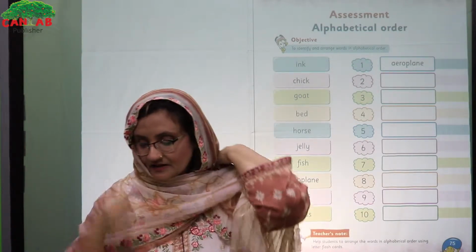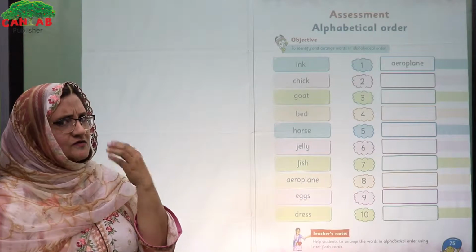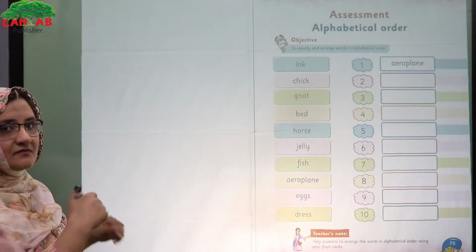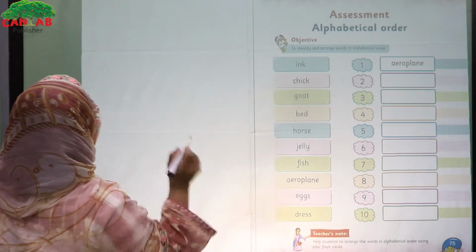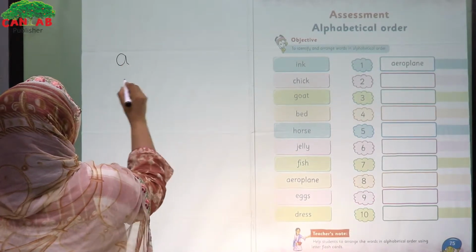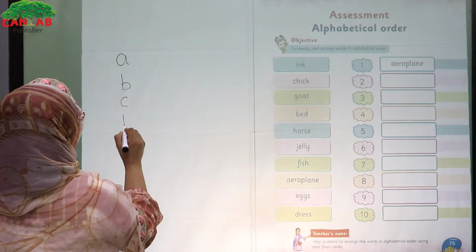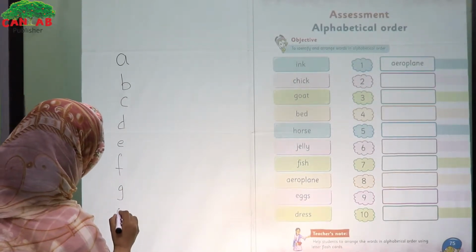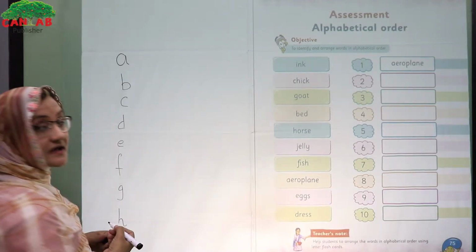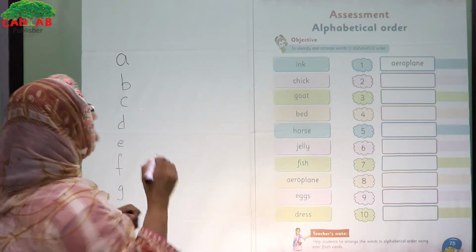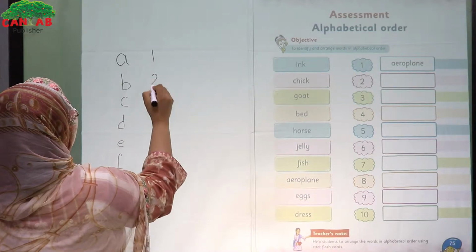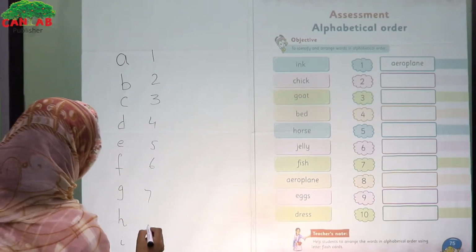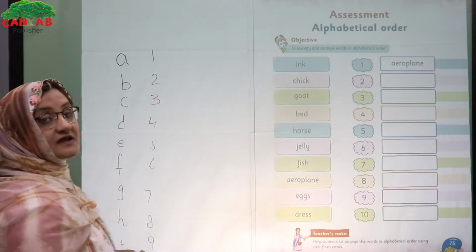Good. Thumbs up. Now, can you please come out and write down letters here for me? Come. You can ask students to come and write down letters like this: A, B, C, D, E, F, G, H, I. And you can assign numbers: 1, 2, 3, 4, 5, 6, 7, 8, 9.